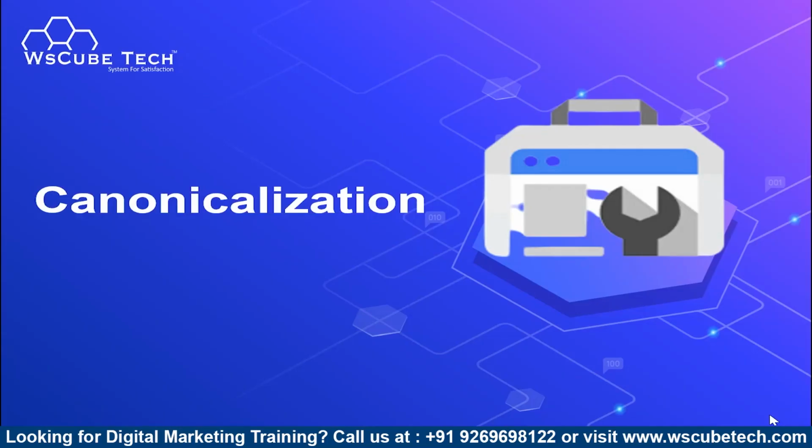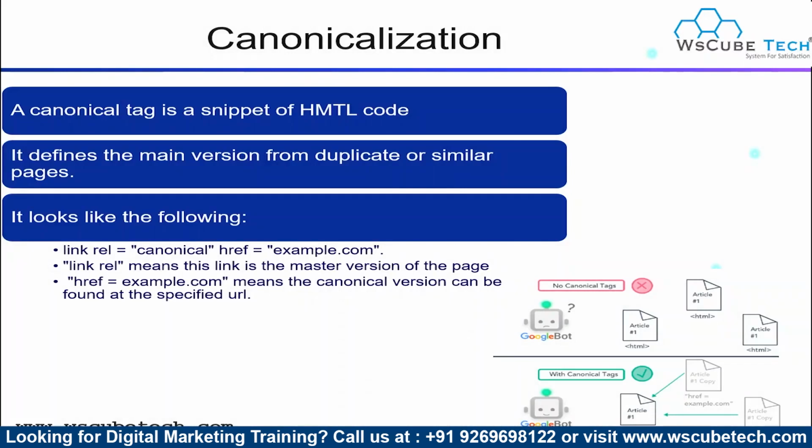So in this video, I'm going to talk about canonicalization. Canonicalization, which is the canonical URL, is an essential part of SEO and especially important if your website is a WordPress website. So in this video, we will talk about what this canonicalization is and how this canonicalization helps you rank your website. So let's start with the basic definition of canonicalization.